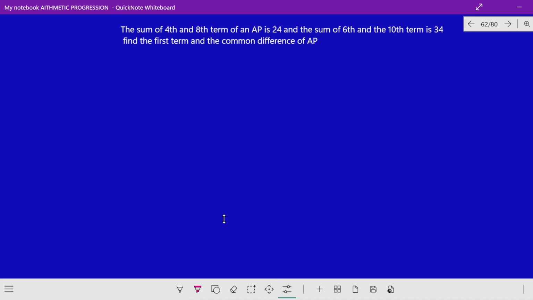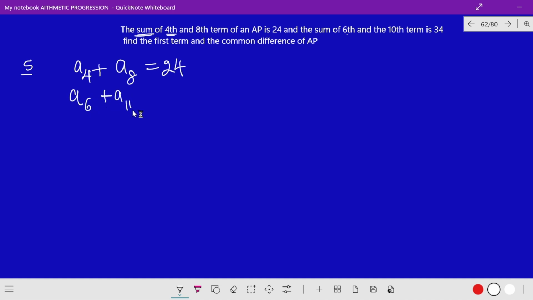So this is given. The sum of the fourth and eighth term of an AP is 24. Means the solution stands like this. Sum means plus, of what? Fourth term is a4, plus eighth term is a8, is 24. And the sum of the sixth term and the 10th term is 34. Find the first term a and the common difference d. We have to find the two things.